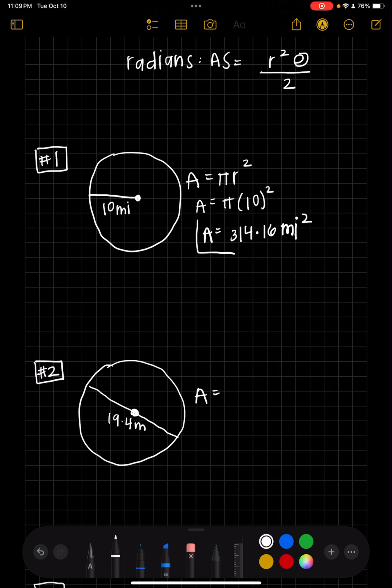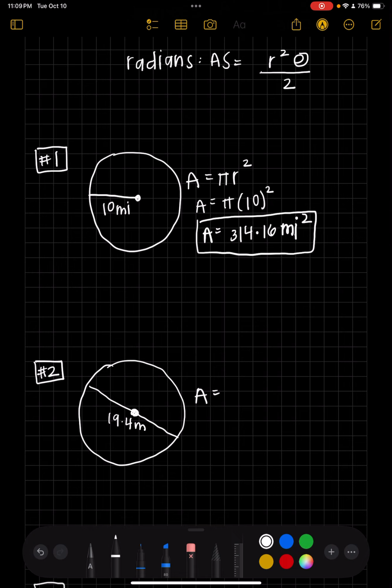Because our radius is measured in miles, our area will be measured in miles squared. In the last video, it was just measured in the same units, and this is still measured in the same units, but because it's an area, it has to be squared. When we measure area, it's in square units, and so all of our answers will have square units at the end of them.